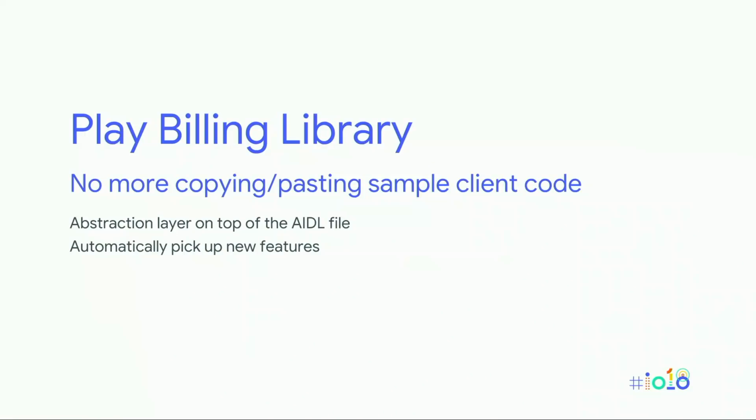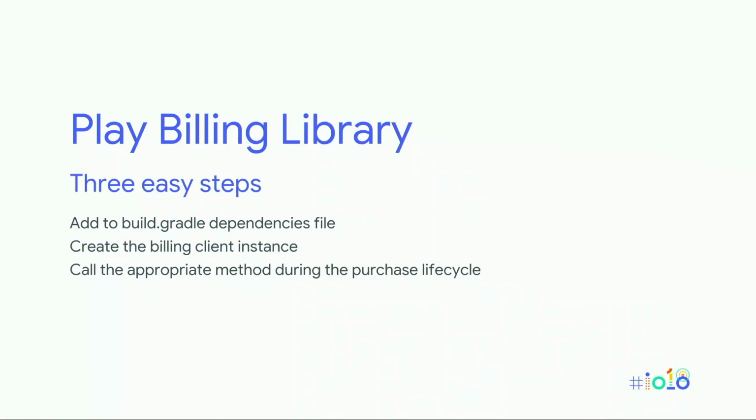Today, we're announcing version 1.1 of the Play Billing Library. This version includes the feature I mentioned earlier, where you can upgrade and keep the expiration date. And when we roll out price changes, that feature will also only be available via the Play Billing Library. Using the Play Billing Library is very, very simple. There are just 3 easy steps.